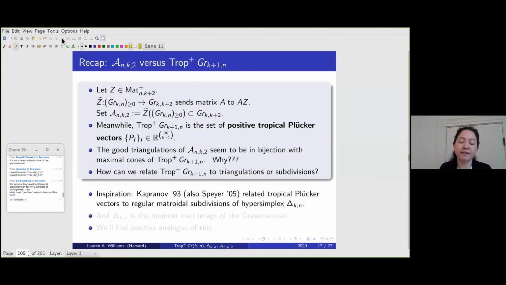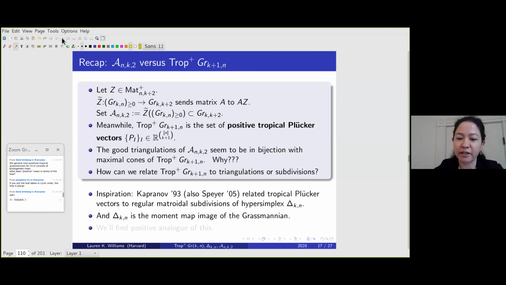And now our inspiration came from an old result of Kapranov, which was independently proved by Speyer. And this result related tropical Plücker vectors to regular matroidal subdivisions of the hypersimplex. And the hypersimplex is the moment map image of the Grassmannian. So what we're going to do is we'll find a positive analog of this statement.